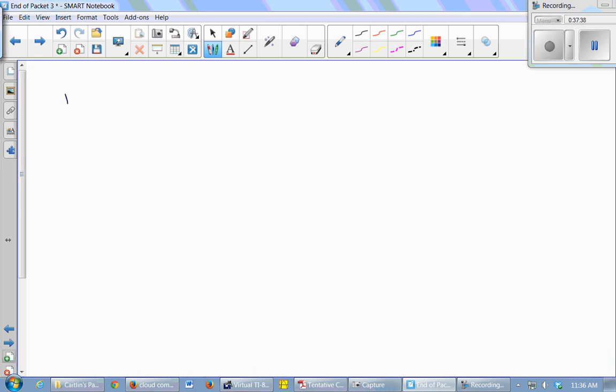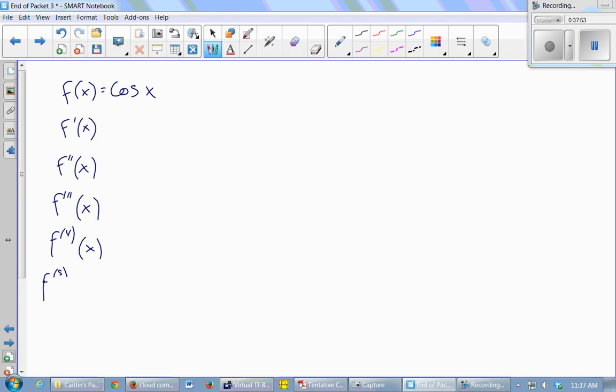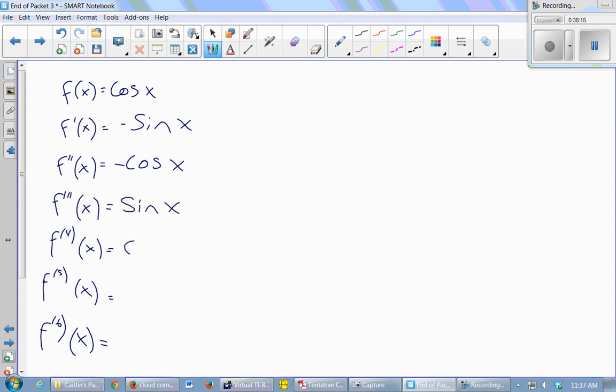So my function is cosine x. And I need the first 6 derivatives. Hold on, I'm not ready to write them yet. All right, the derivative of cosine, negative sine. Derivative of negative sine is negative cosine. The derivative of cosine with no negative sign would be negative sine. So you have negative negative sine, which is just sine. Derivative of sine is cosine. Derivative of cosine is negative sine. And the derivative of negative sine is negative cosine.